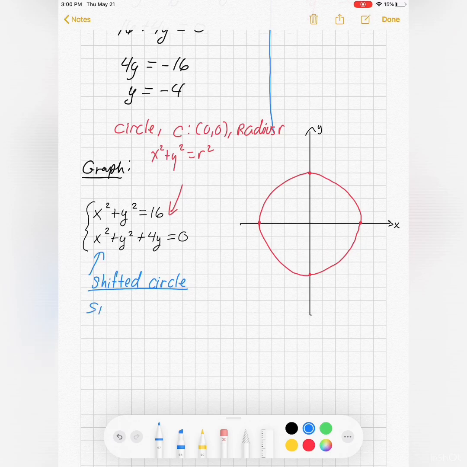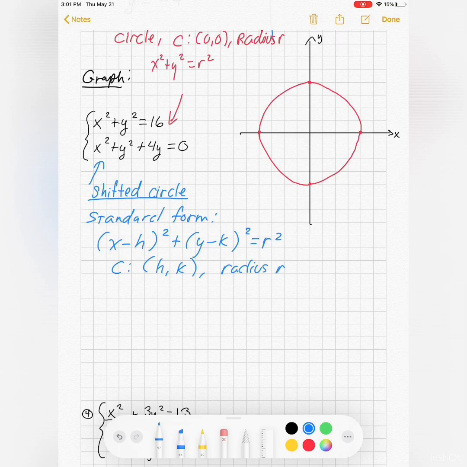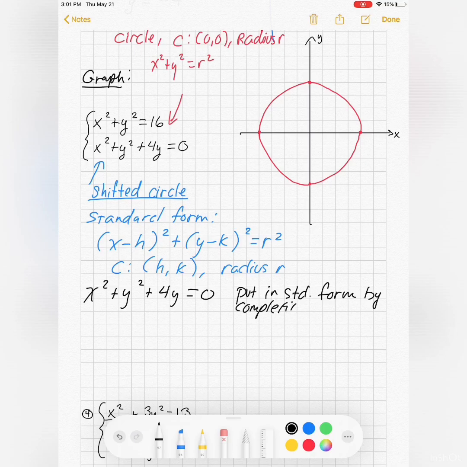So the standard form equation for a shifted circle, if you remember, looks like this. The center is h, k, and the radius is r again. So what I have to do is take that second circle there and put it in standard form. And the way we put the equation in that standard form, we use a process we've used before, completing the square.